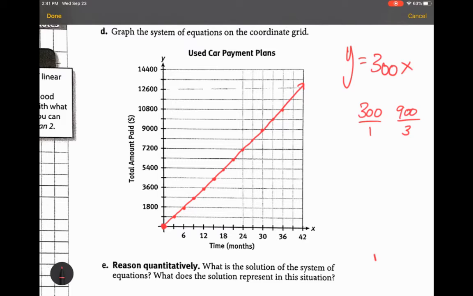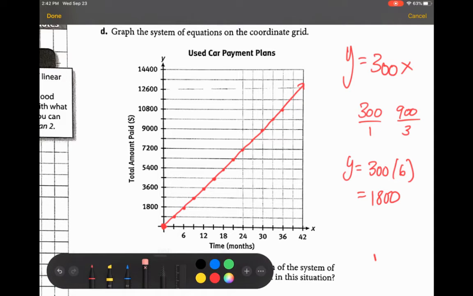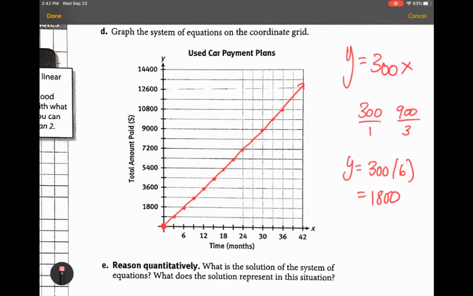Okay, another way that we could have done it is, let's say I want to figure out at 6 months how much I've spent. How would I do that? Okay, so we could plug in 6 for x, and that's going to be 1,800. Okay, so that's another way that we could do that. Either way works.